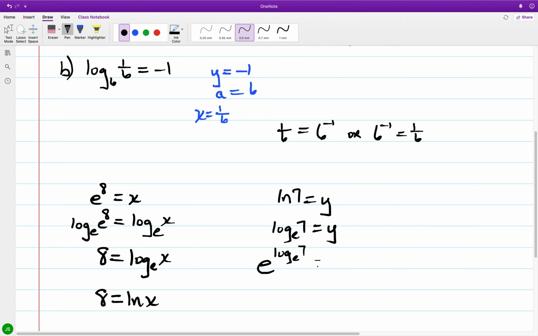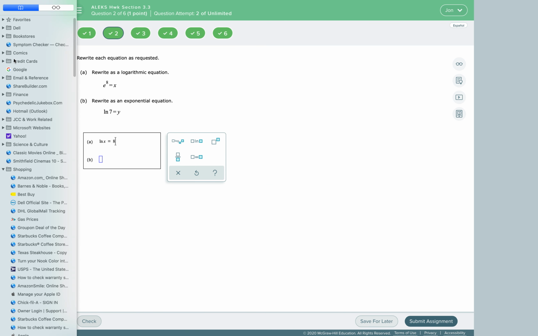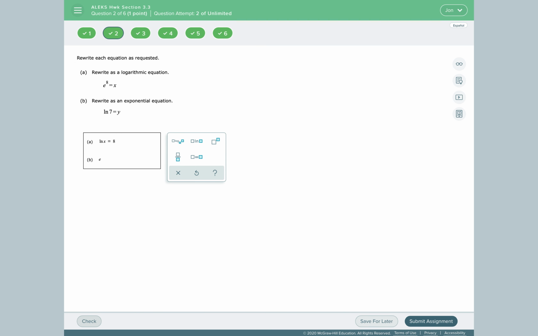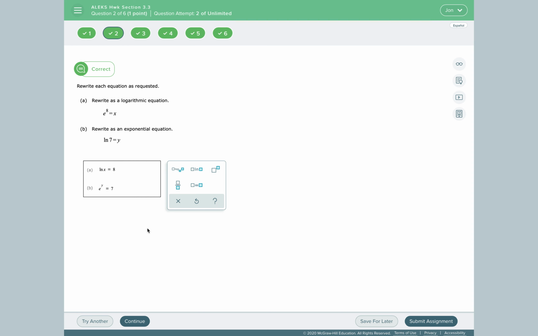Taking both sides as powers to which the exponential base e is raised, we have e to the base e logarithm of 7. The exponential and logarithmic bases cancel out since they're identical. So we had that 7 is equal to e to the y, or we can say that e to the y is equal to 7. So filling in, you have e to the y equals 7. Upon checking, the result is correct.